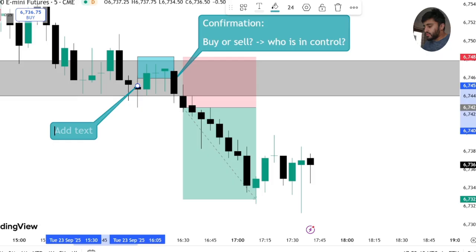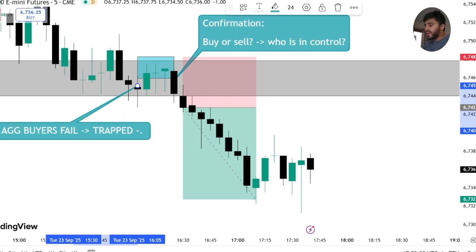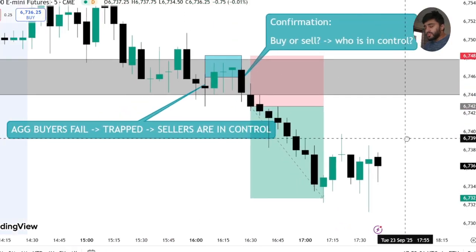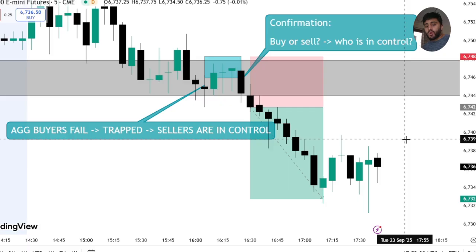So the way I'm going to sum this up is aggressive buyers. I'm just going to write AGG. Aggressive buyers fail to break above the level. They are trapped. And when these buyers are trapped, it basically means sellers are in control. And I promise you, trading isn't anything more complicated than that.